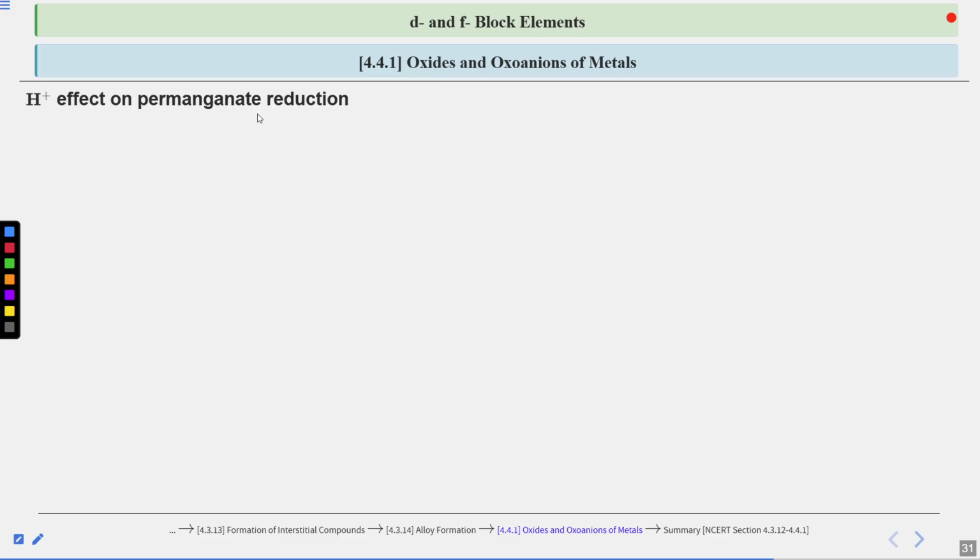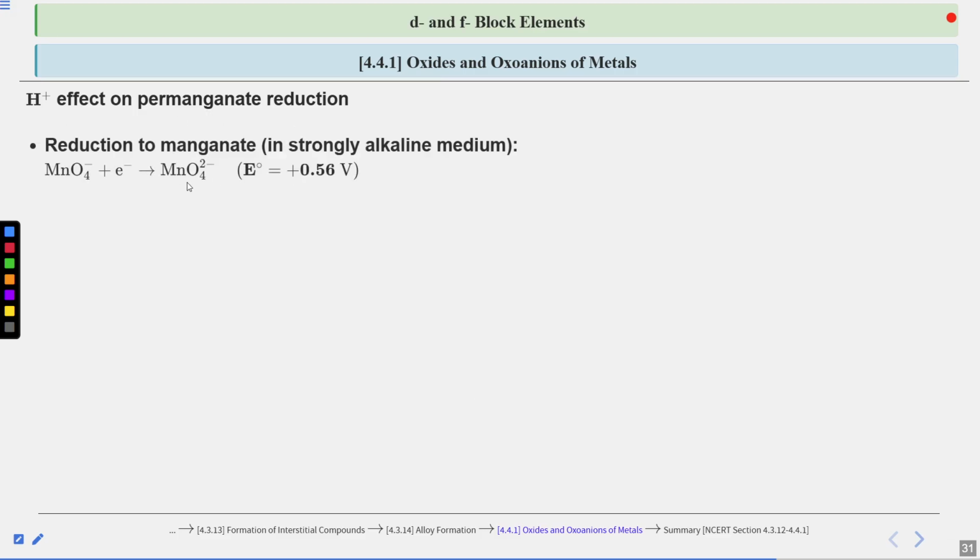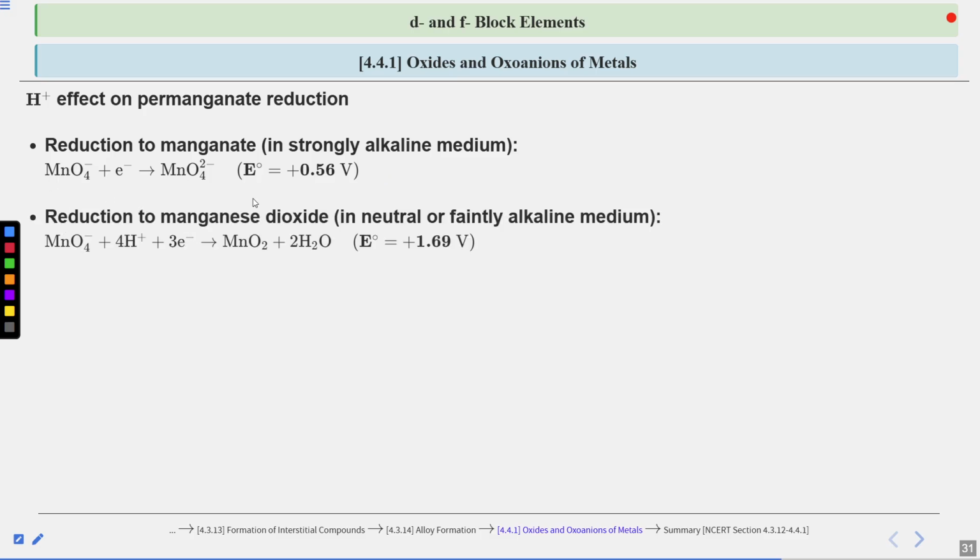The effect of H+ on the permanganate reduction. Reduction to manganate occurs in strongly alkaline medium. So MnO4 negative plus an electron gives us MnO4 2 negative. The E naught is positive 0.56. Now reduction to manganese dioxide occurs in neutral or faintly alkaline medium, where MnO4 negative reacts with protons plus electrons, giving us MnO2 and water. E naught is positive 1.69.